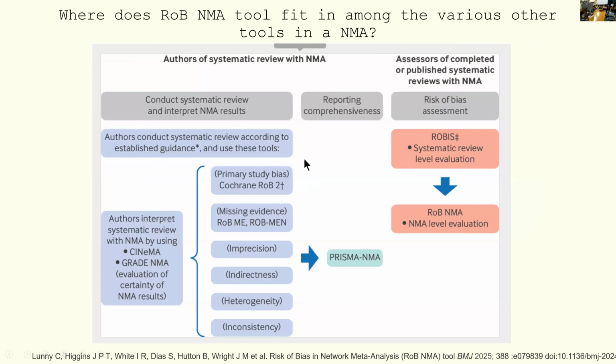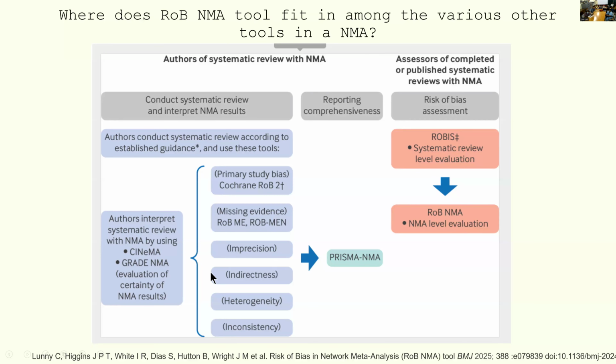a network meta-analysis. Authors can be using some set of tools, and people like us who are looking at the published NMA can be looking at a different set of tools. As an author, when they're going through the studies, for each study, they will calculate the study bias. They use a Cochrane RoB tool. If there is missing evidence, they'll probably use the risk of bias missing evidence tool or risk of bias in a network meta-analysis tool. They also look at imprecision in the study.